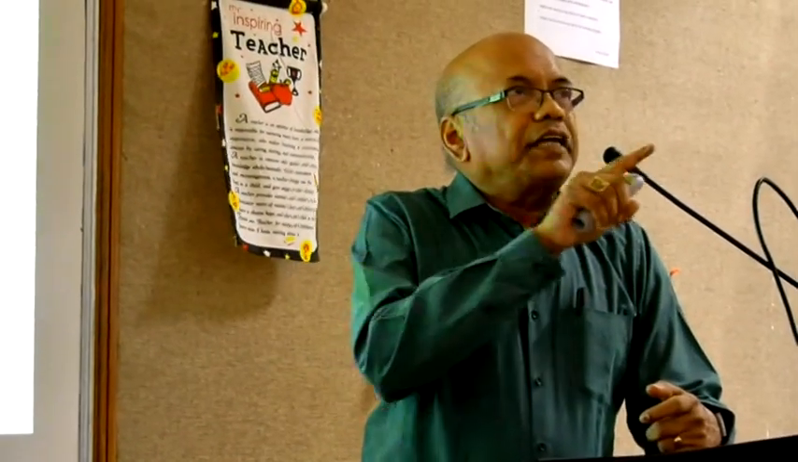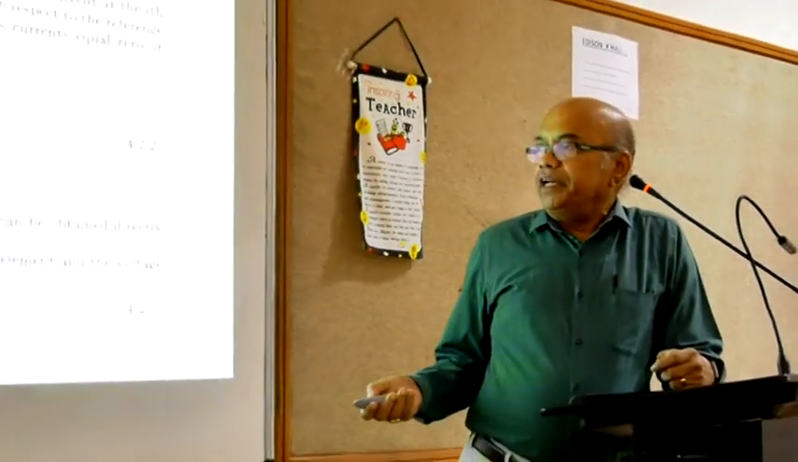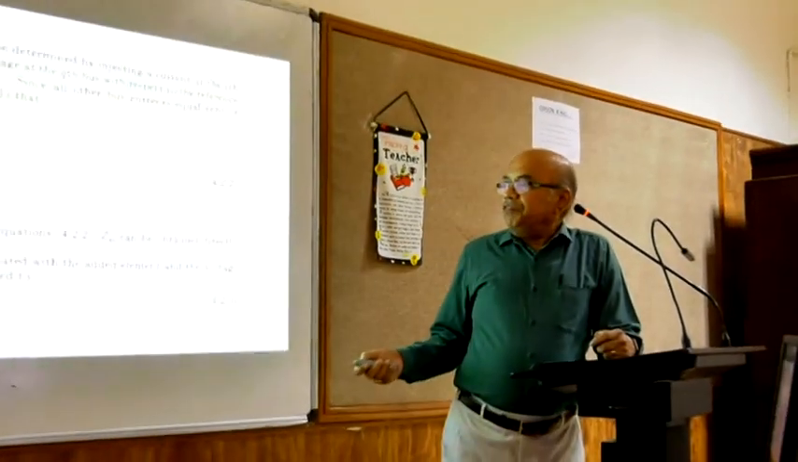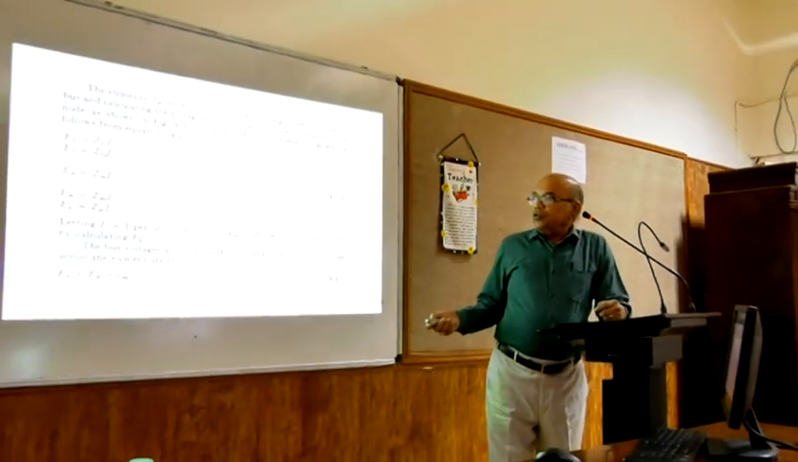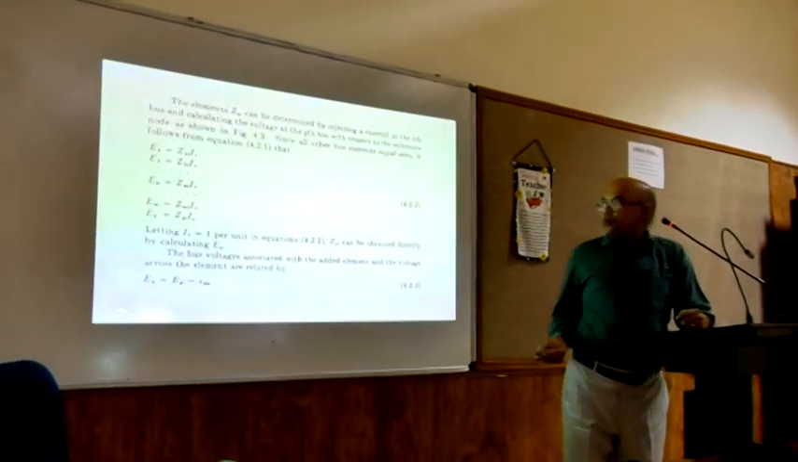P and Q, the added element is that. So voltage across PQ will be, that is your VPQ. So EQ equal to EP minus VPQ.